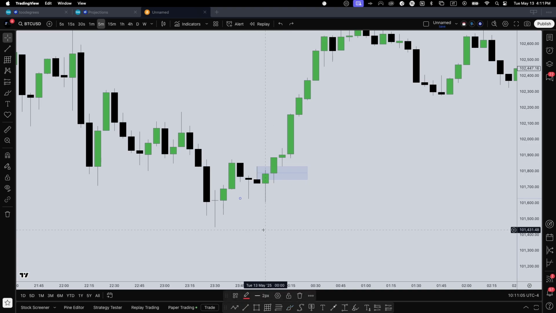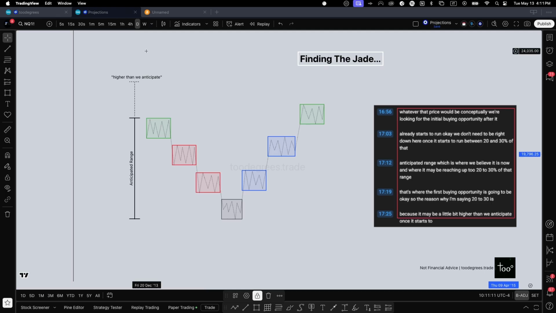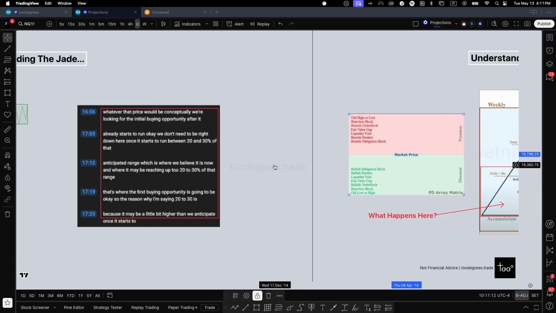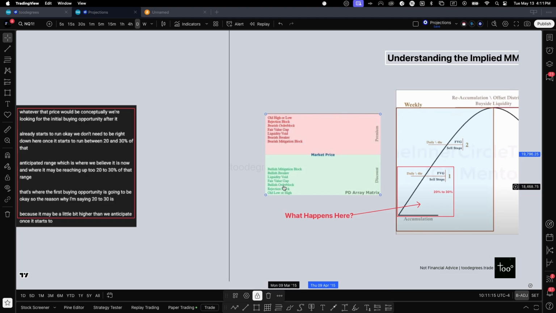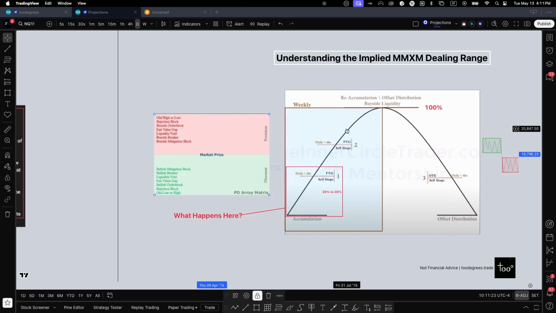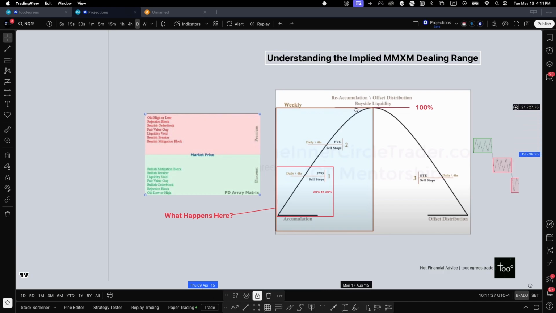But otherwise, I don't really care about anything else. This is the only signature I'm looking for. And last thing I'm going to say about the propulsion block: given this, the propulsion block is between the fair value gap and the bullish order block for me. I want that propulsion block to not be here. I cannot have a propulsion block that is almost at the terminus. It should be in this 20 to 30%.